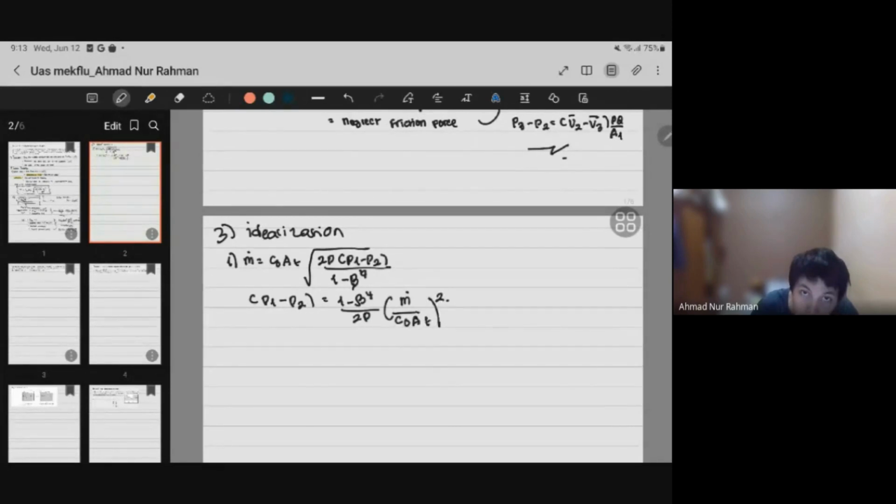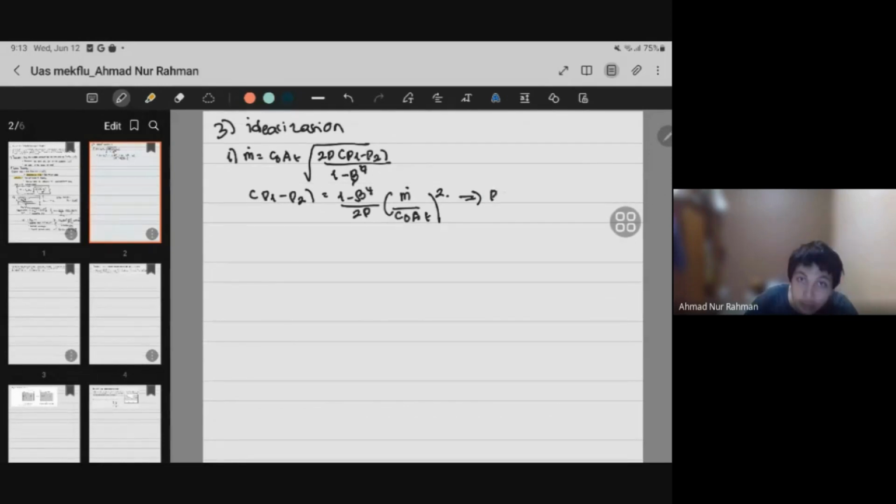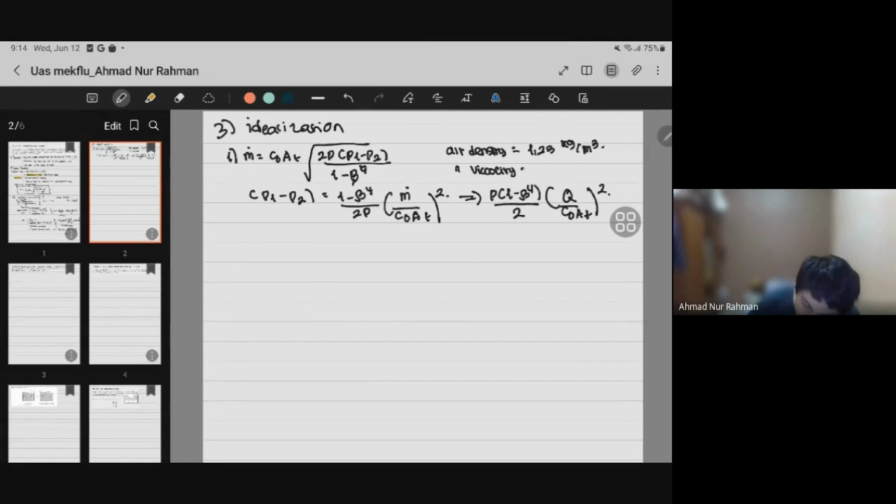So, T equals (1 minus beta^4) over 2 rho, times the quantity Q over C_o A_t, squared. The density of air is 1.23 kg per cubic meter, and the air viscosity equals 1.46 times 10 to the minus 5.